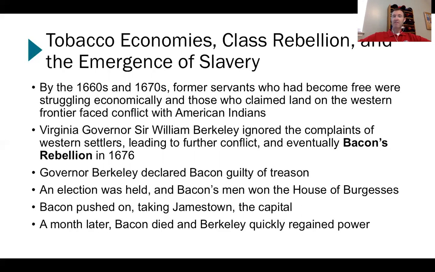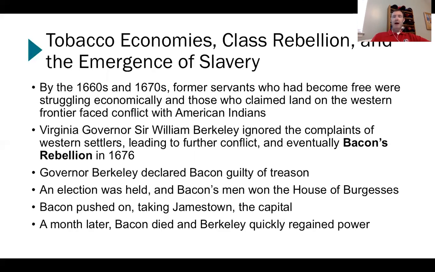Bacon takes it upon himself to obviously lead this rebellion. They burn the city or town of Jamestown. Okay. Berkeley, as you can see, is obviously not going to be in the best situation as a result of this. And obviously, Jamestown is going to be taken by the rebels, or those involved in the rebellion.